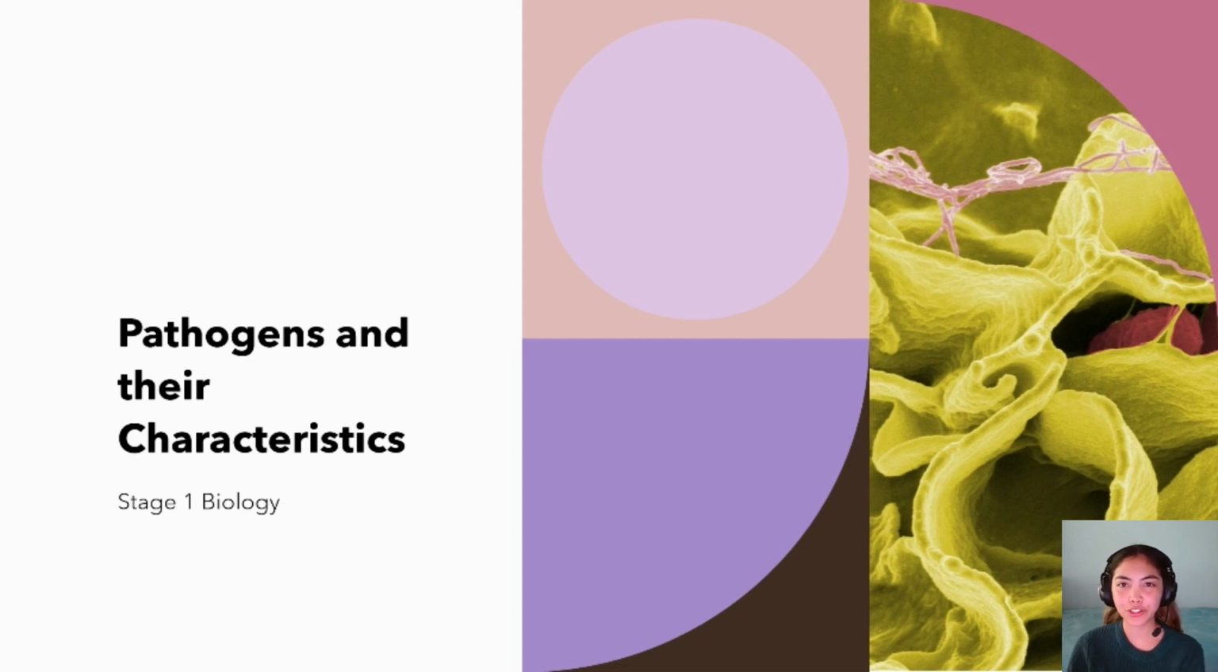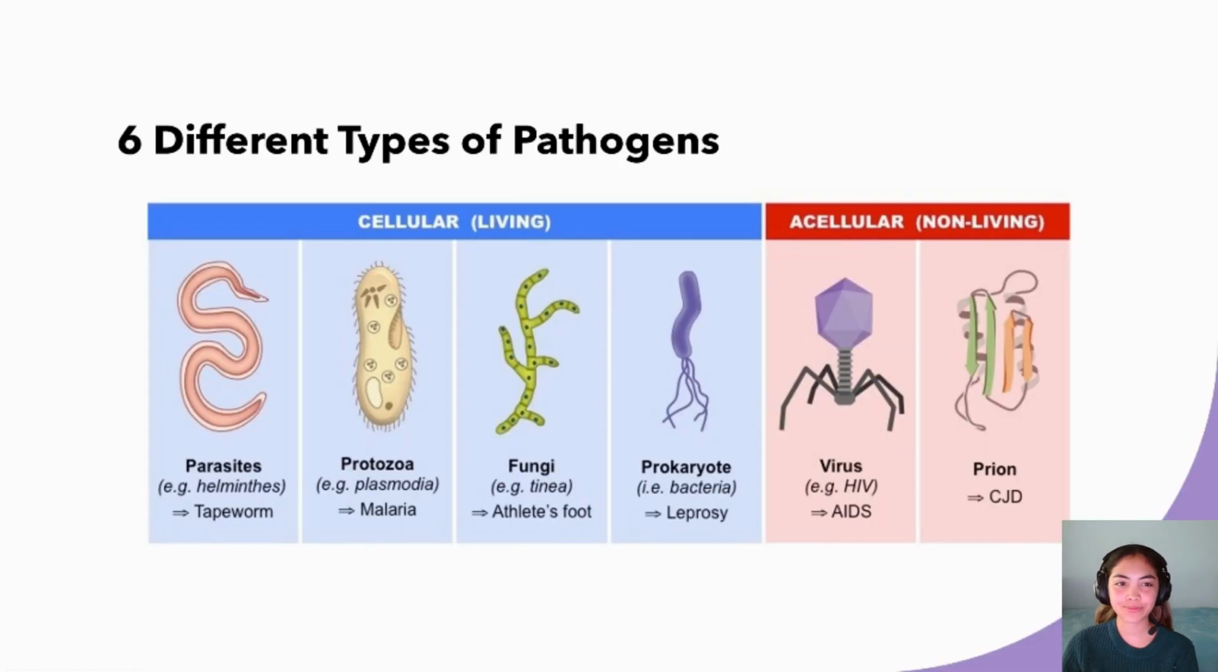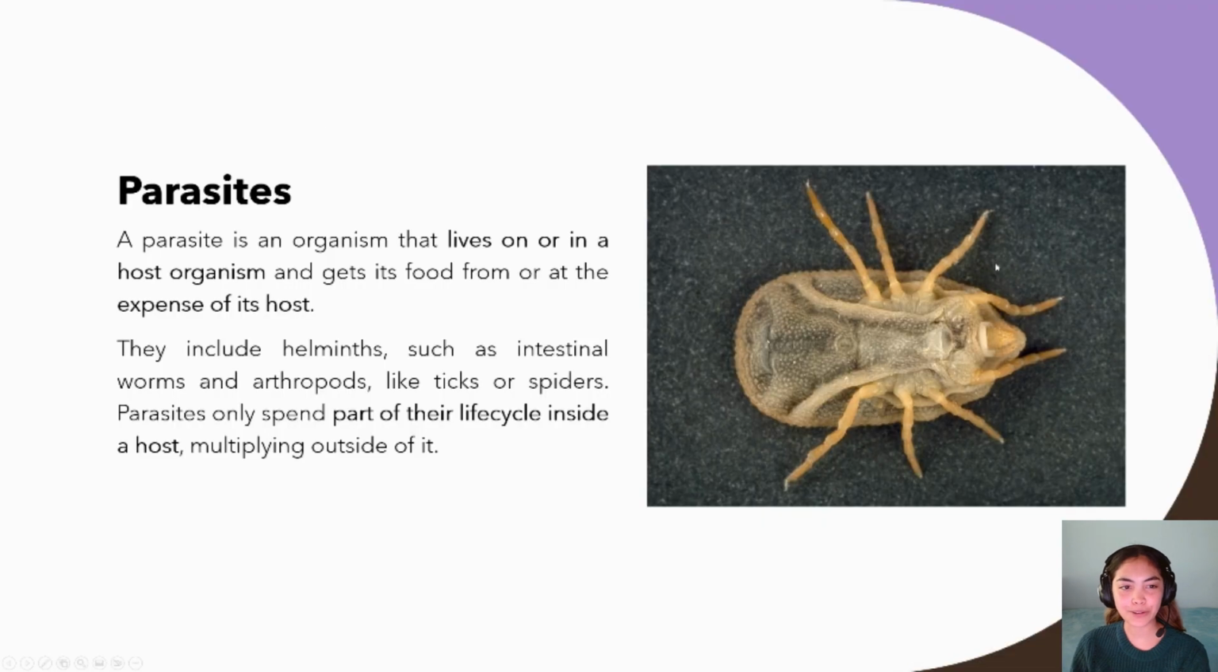We're going to now have a further look into pathogens and their characteristics. So, today's learning intention is to be able to determine the characteristics of a pathogen. There are actually six types of pathogens, and we can break these up into cellular or living and acellular, which is non living. Our living pathogens are parasites, protozoa, fungi, prokaryotes, and our acellular or non living are viruses and prions. So I'm going to go into a bit more detail into each of these now.